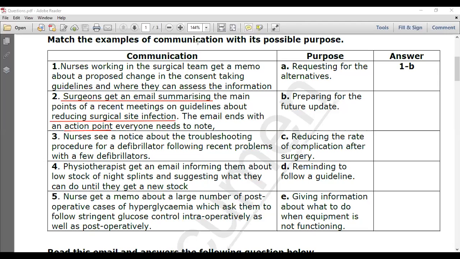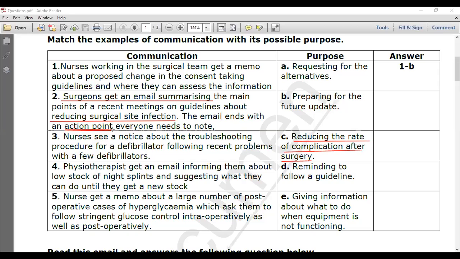That means this part indicates some new updates, isn't it? This is not about something which is existing, because they had a recent meeting, and as a result of that there are some actions which have been added. So D is not the correct answer, because D says reminding to follow a guideline. This is not a reminder. It's an email on the update. So that's C, reducing the rate of complication after surgery. That's the purpose, because it gives them an action point.